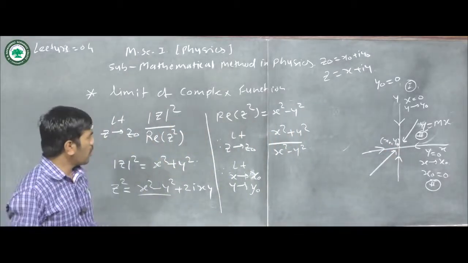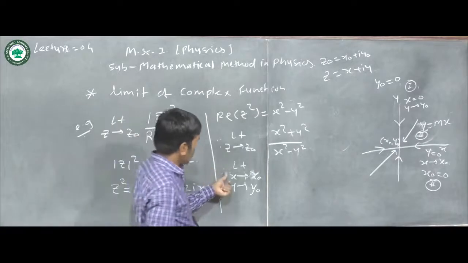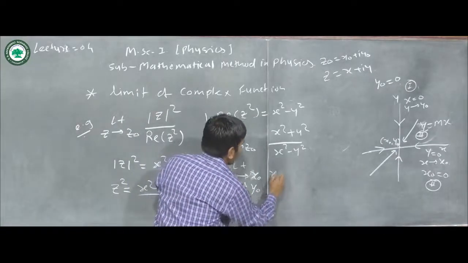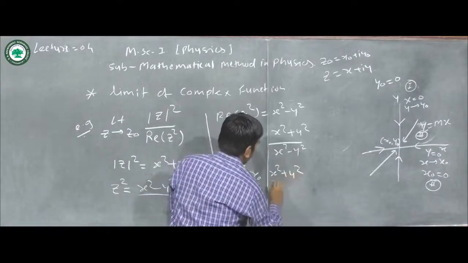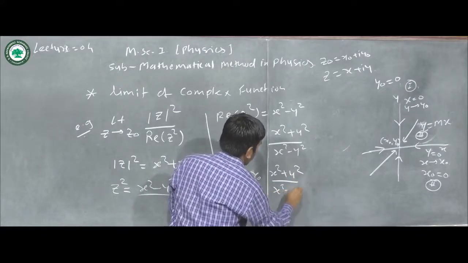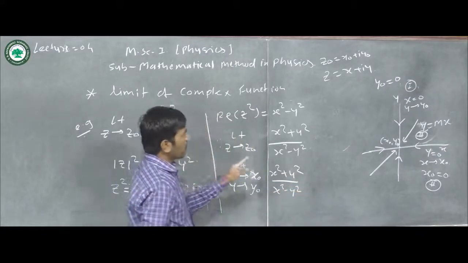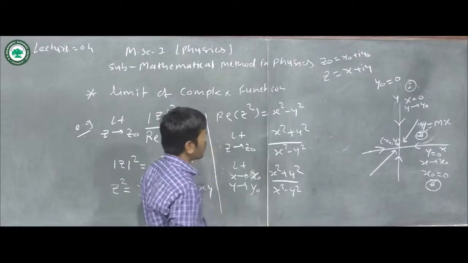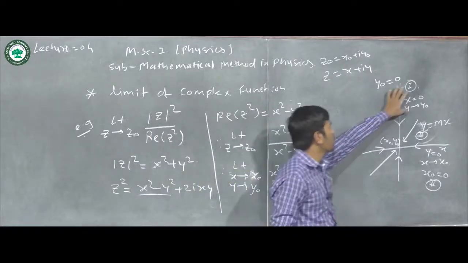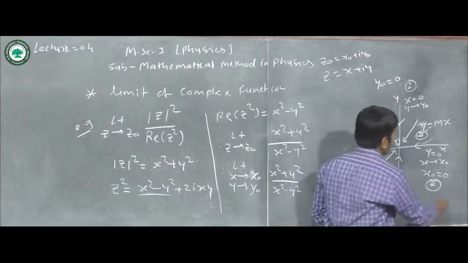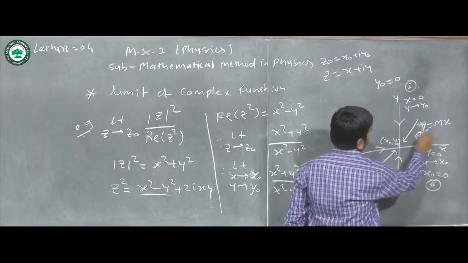Okay, so I can write this x squared plus y squared divided by x squared minus y squared. Now here are three cases, or three paths, we can say: this is path 1, this is the second path, and this is the third path.